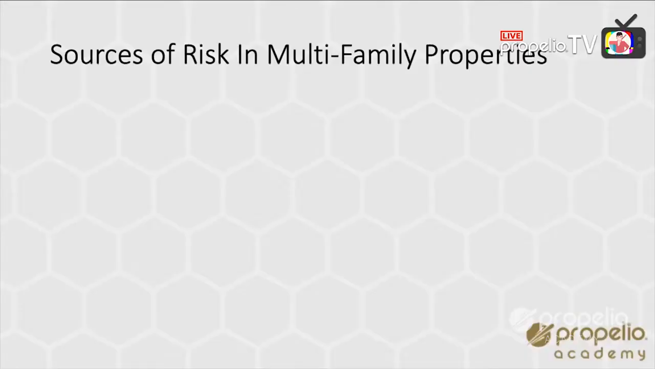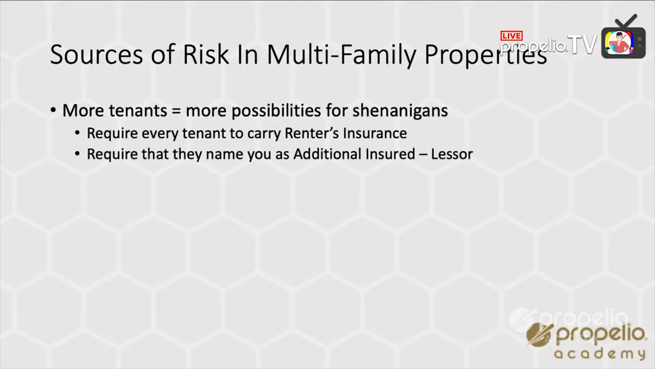We're talking about multifamily insurance and the sources of risk there. So we're going to assume that you've already watched some of the other videos. I'm going to skip over a bunch of stuff that we covered in the other videos, and just jump right into specific sources of risk with multifamily properties. The reality is more tenants means more possibility for shenanigans, for stupid stuff, because as we talked about previously, tenants do dumb things. There's no way of arguing that.